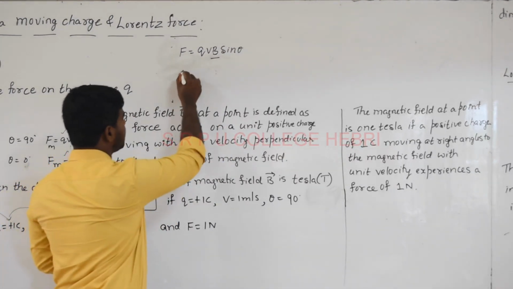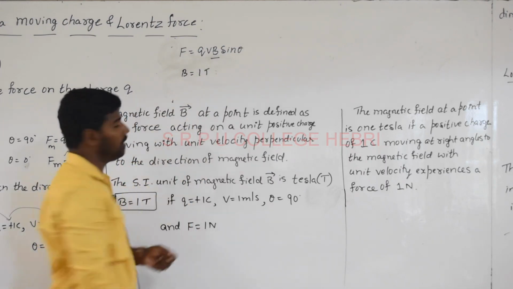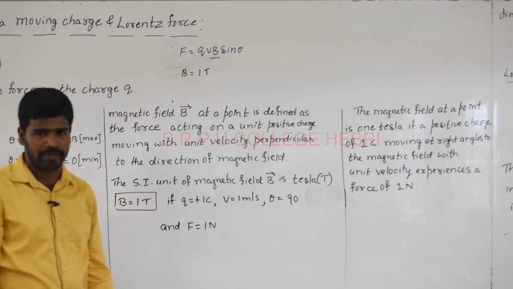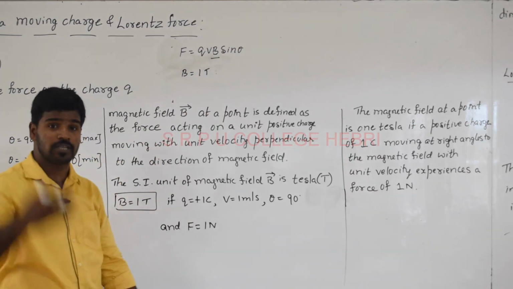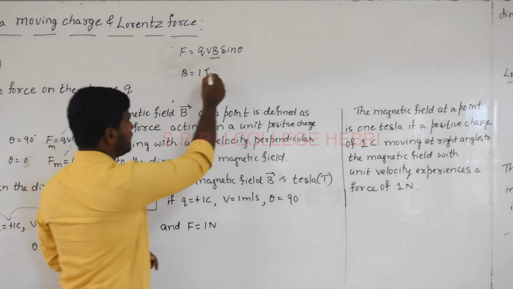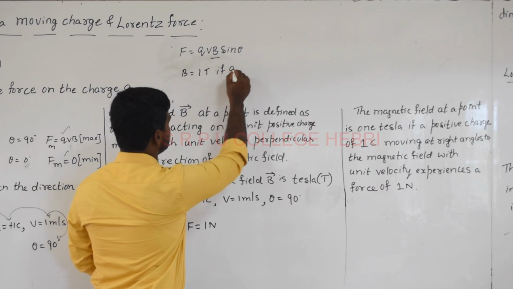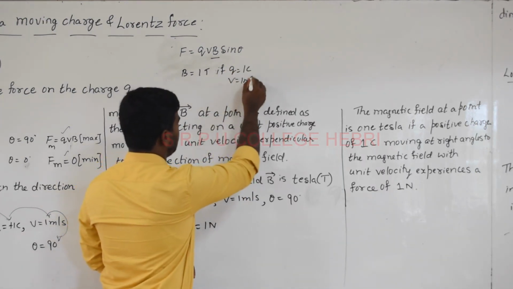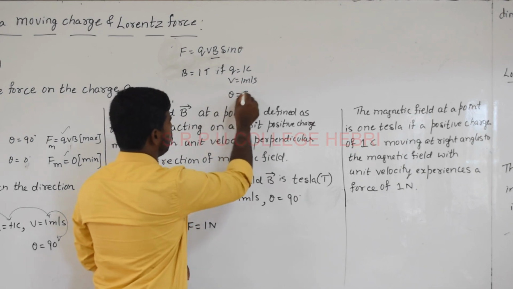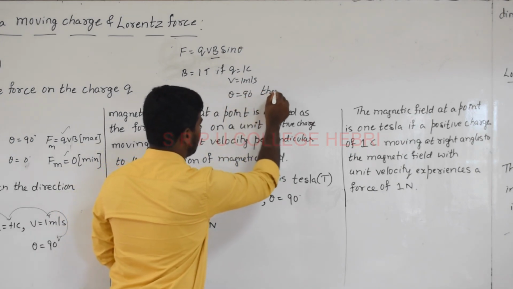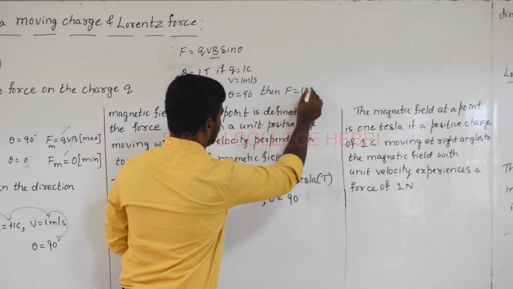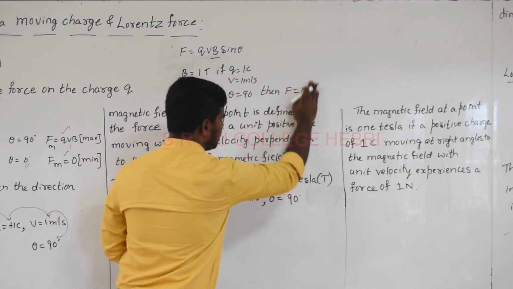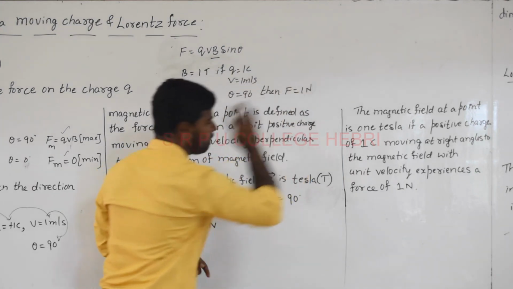If B is equal to 1 Tesla, when I have to write B as 1 Tesla, what must the force be, what must the charge be, what is the velocity? Yes, B is equal to 1 Tesla under the condition that Q is equal to 1 coulomb, velocity is equal to 1 meter per second, theta is equal to 90 degrees, then it experiences a force of F is equal to 1 Newton. See, for each term here, I have written the meaning.